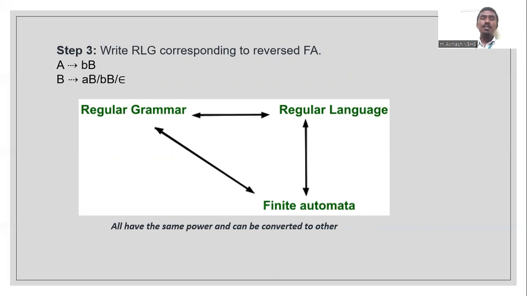Regular grammar gives rise to regular language, which gives rise to finite automata, which always gives rise to regular grammar. This is a cycle. All have the same power and can be converted to each other.